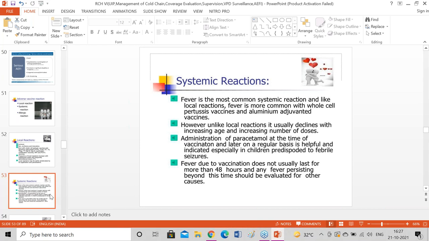Administration of paracetamol at the time of vaccination and later on a regular basis is helpful and indicated, especially in children predisposed to febrile seizures. So we administer paracetamol. I hope you know the dose, 15 milligram per kg of body weight. We prescribe it in case an AEFI occurs. Fever due to vaccination does not usually last for more than 48 hours, and fever persisting beyond this time should be evaluated for other causes.